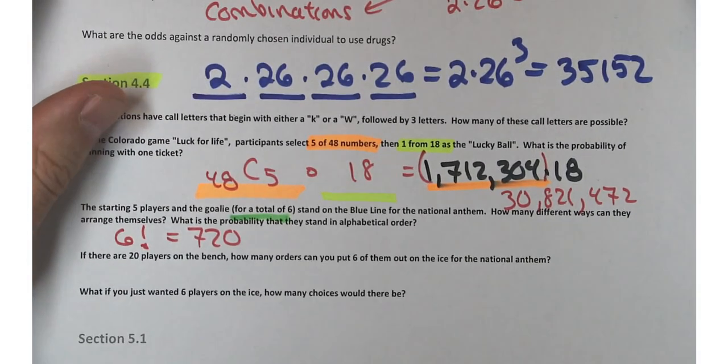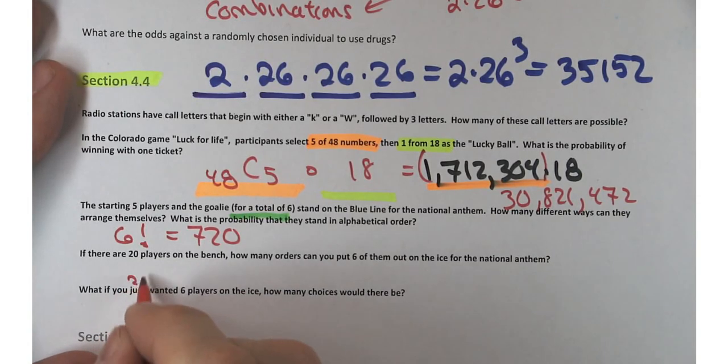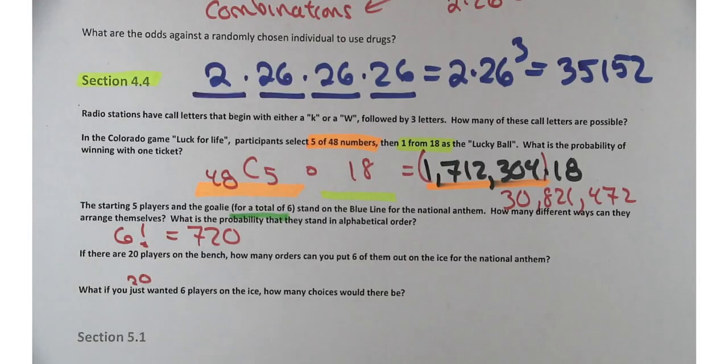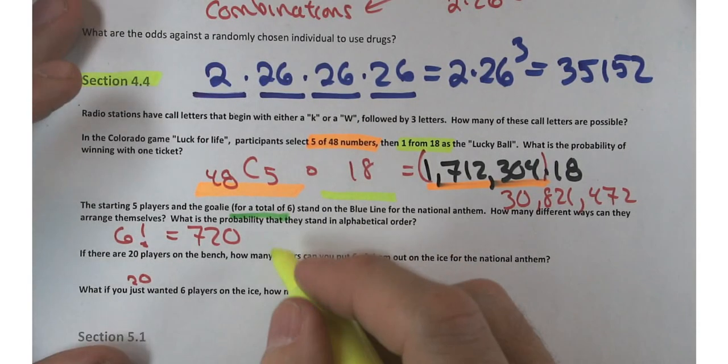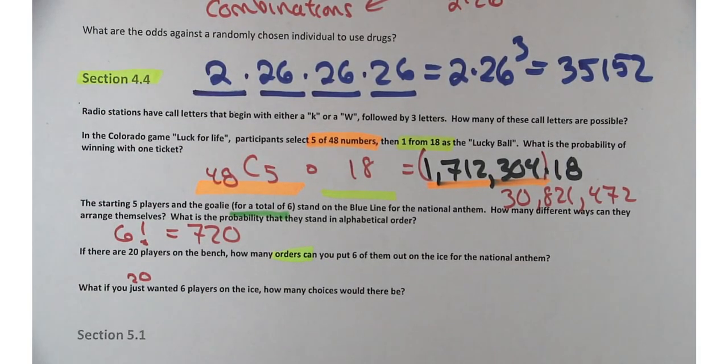But let's change things up a little bit. If there are 20 players on the bench and you're going to put 6 of them out on the ice for the national anthem, how many different orders can you put those 6 players in? How many orders? So am I saying order matters or order doesn't? It matters. If order matters, then what do we have to do? Permutation. So it's going to be 20P6.